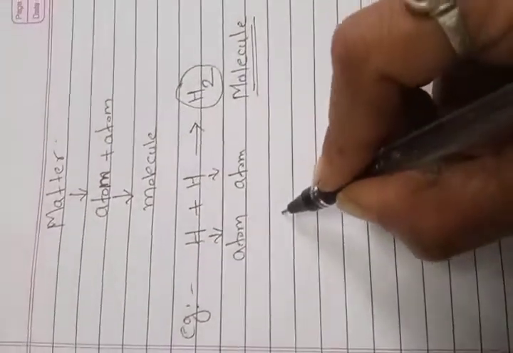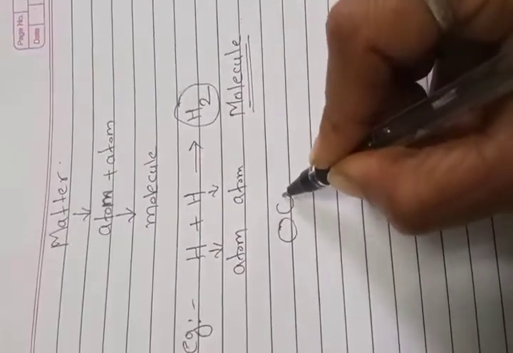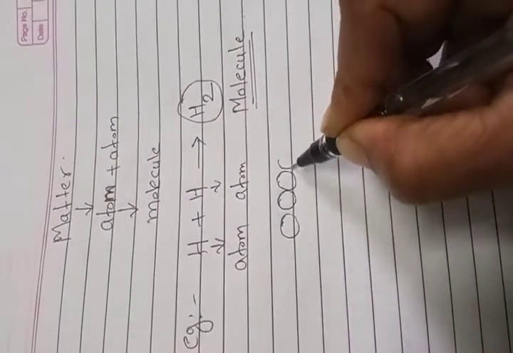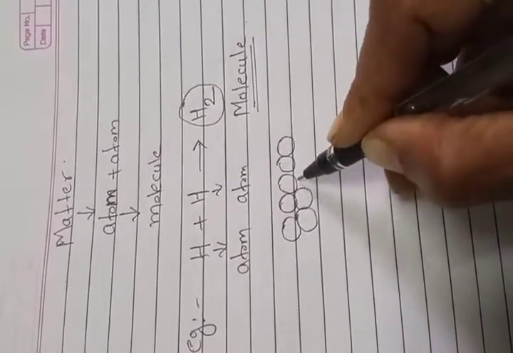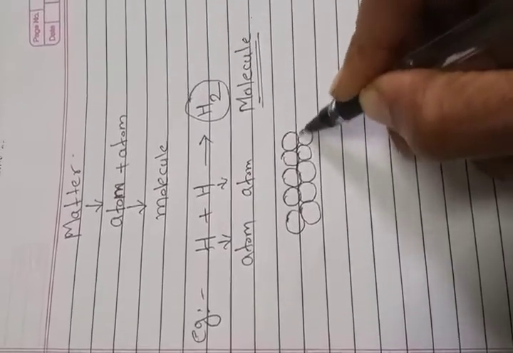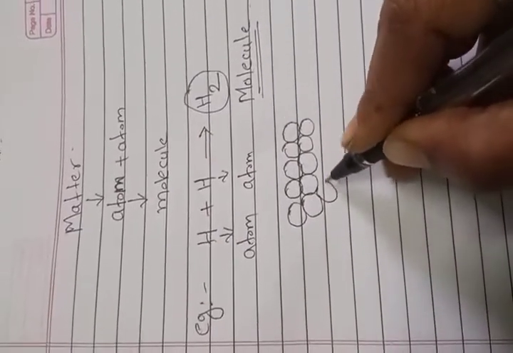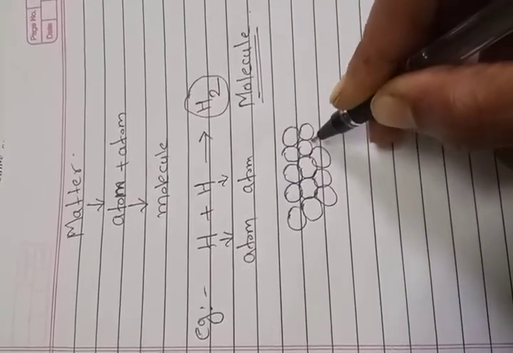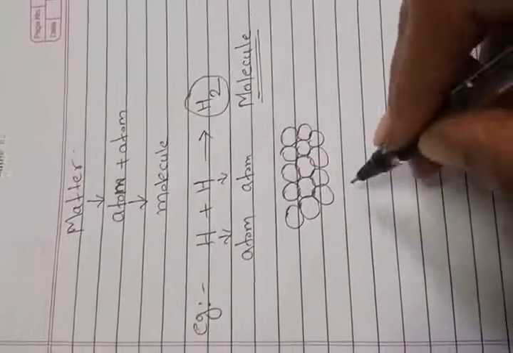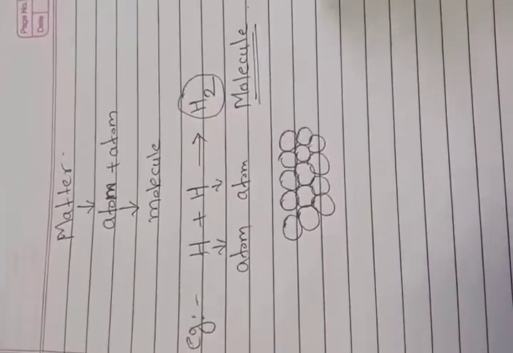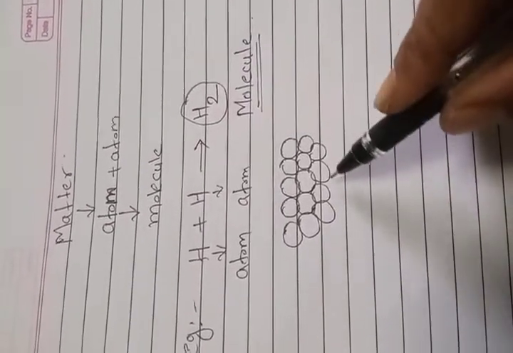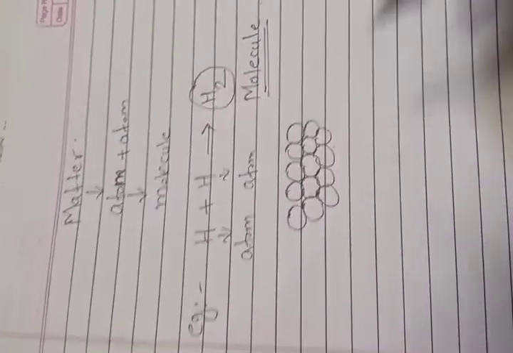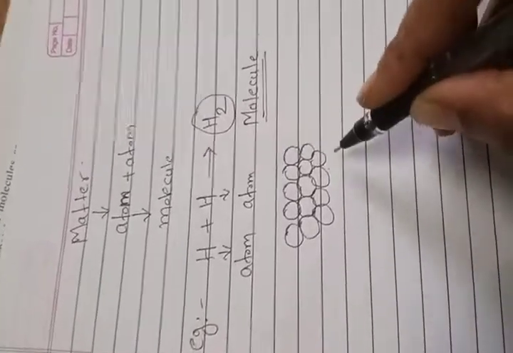When any matter is made up of particles, how compactly they are present depends on the state of matter. When the matter is in the solid state, the arrangement is compact. When it is in the liquid state, the distance is less compared to solid it is more. So it depends on the state of matter.